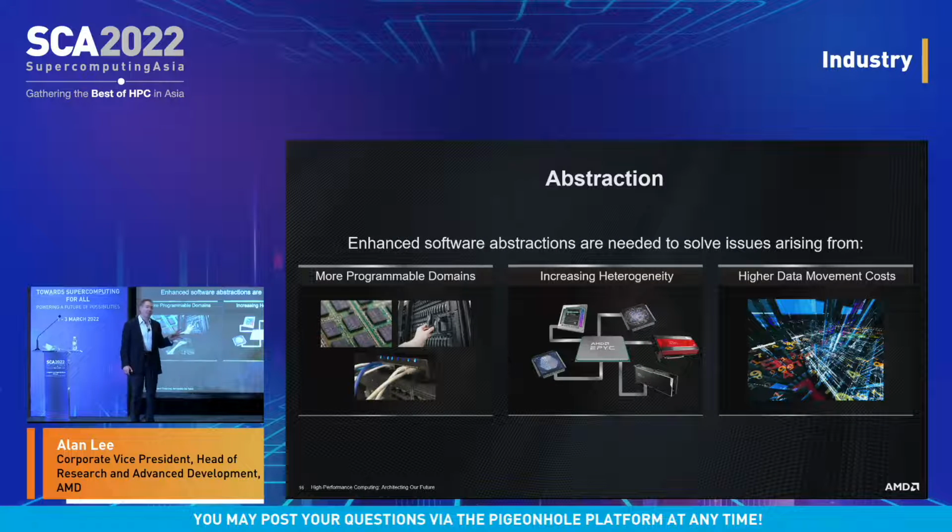And the final technology I'll discuss in our toolbox is abstraction. And that's the focus on concepts over implementation. And again, this can exist at different levels, whether it's more programmable domains, increasing heterogeneity, or higher data movement costs. And what abstraction does is it frees the programmer from the bonds, really, of the hardware, and enables them to focus on the areas which are most important to them.